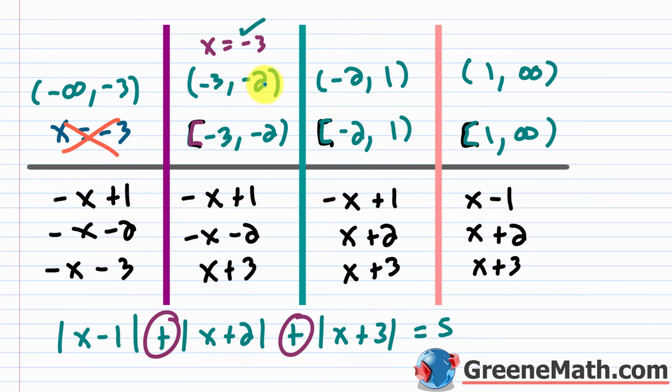Now, if you're using my method here that I like to use, when I get something that's a solution that's a breakpoint, I just plug it in again and see, does it work? And I know negative 3 works. So when I write my final solution, I'm just going to include x equals negative 3. Okay, so that's how I do it.